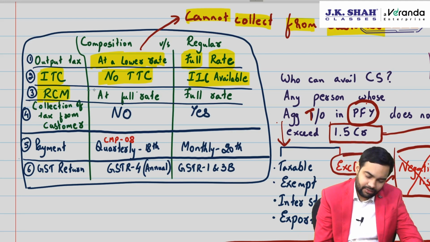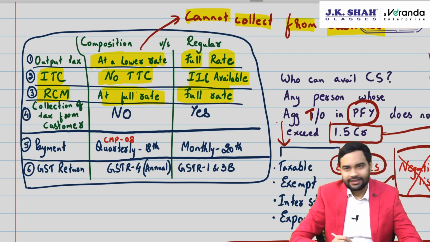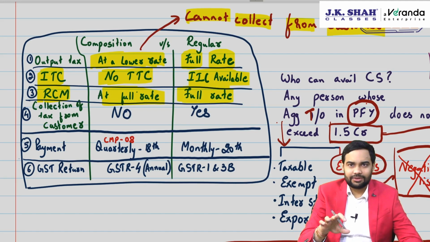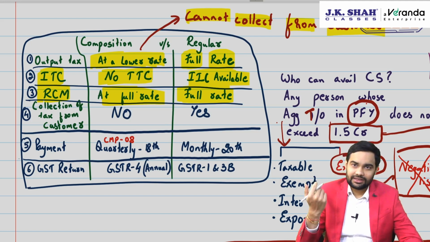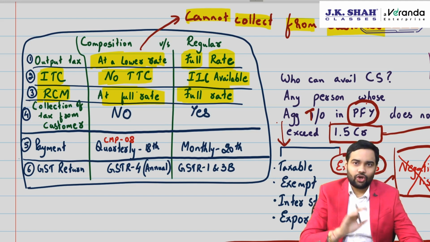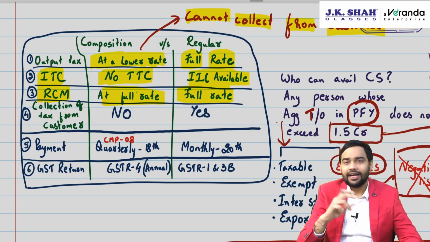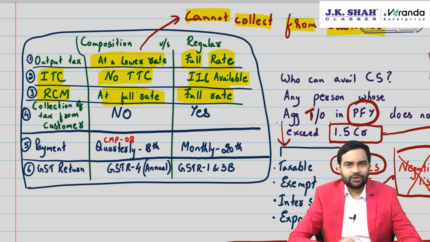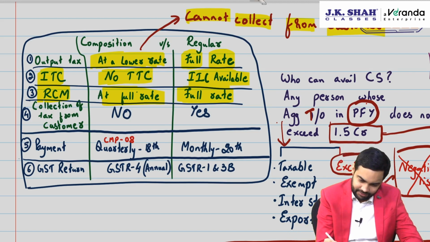Then coming to RCM, both have to pay tax at full rate. There is no option available if RCM is applicable, because a person under composition scheme is also regarded as a registered person. A person under regular scheme is also a registered person. So if there is a tax liability under reverse charge mechanism in any of the cases, then tax has to be paid under RCM at full rate by both composition as well as regular scheme person. The only difference is composition dealer will not get ITC, while the regular dealer will get ITC subject to other conditions, which we will see in ITC chapter.